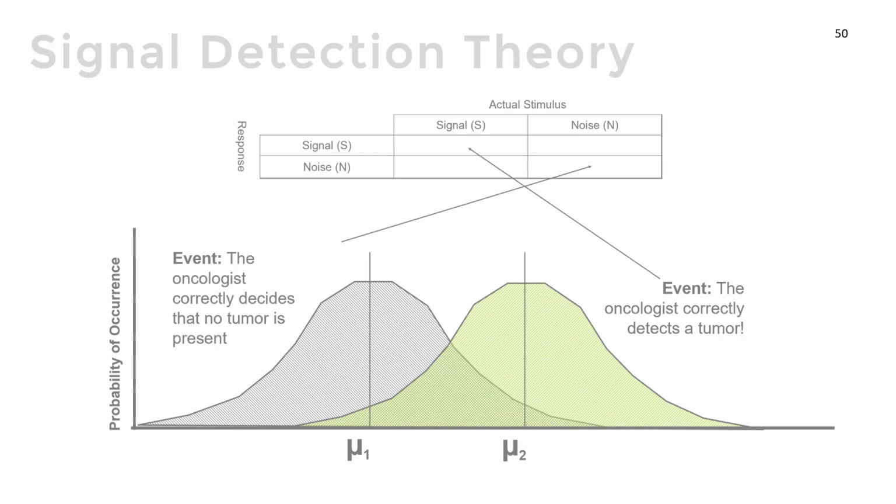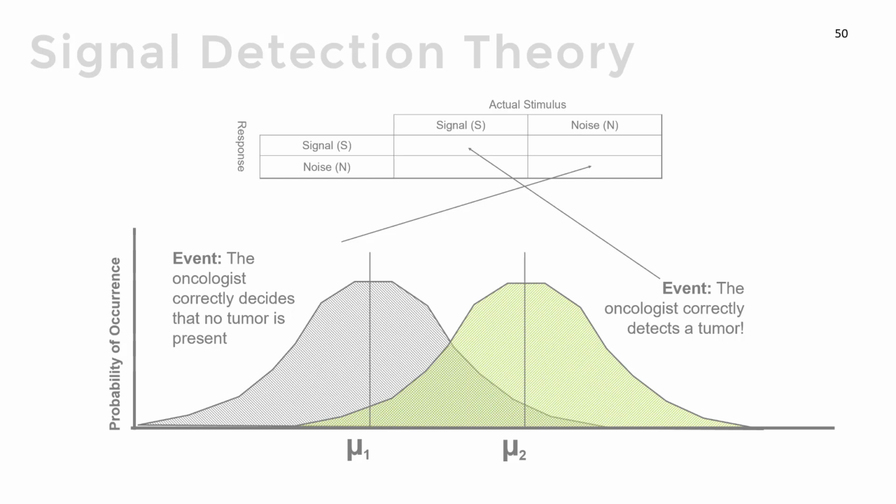So the columns here represent reality or the actual stimulus. We can have a true signal, in this case, a tumor, or we can have noise, which may be something that just looks like a tumor on the x-ray, like a blob or something. The rows then represent the doctor's decision or response. He may decide that there is, in fact, a signal or a tumor, or he may decide that that blob on the x-ray is just noise.